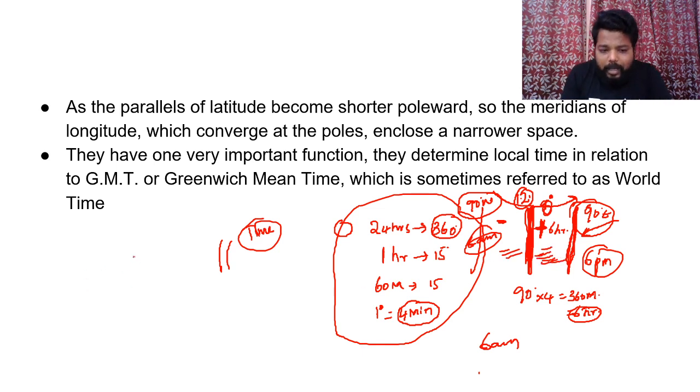Now I'll be giving a question for you. Is it clear for everyone? If the time at 30° west is 10 am, what is the time at 30° east? Please do calculate it.